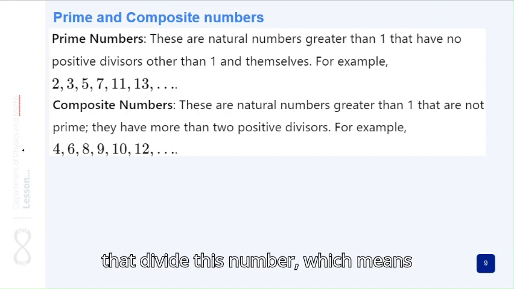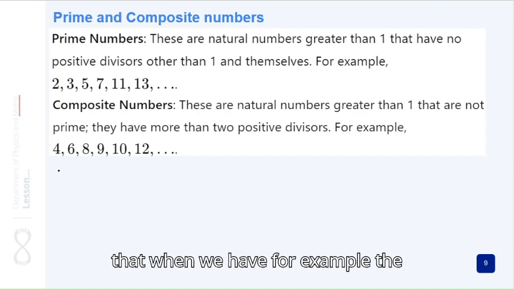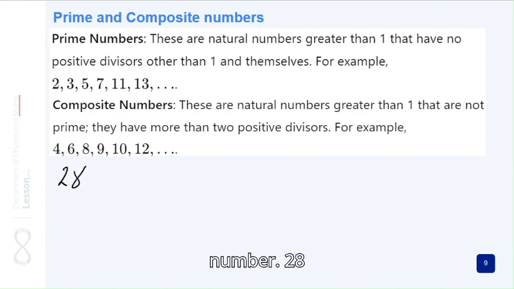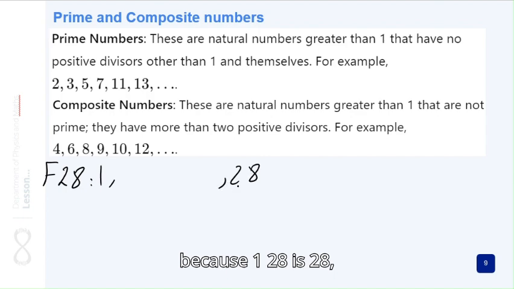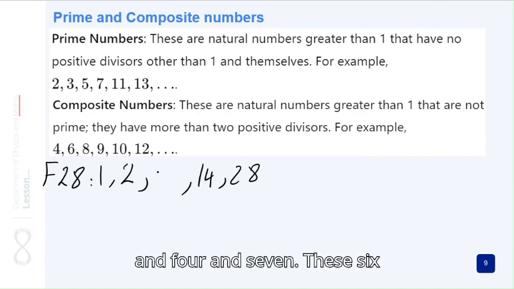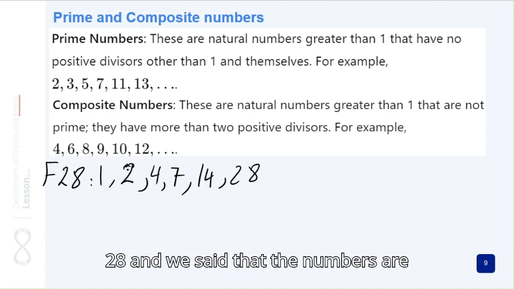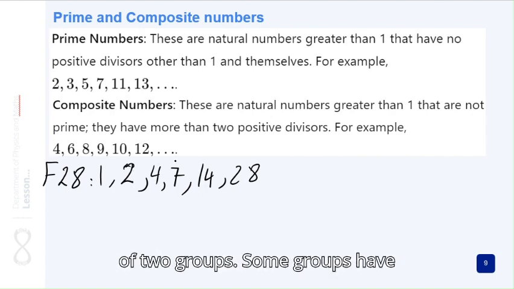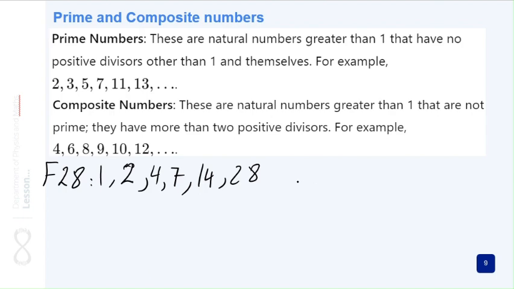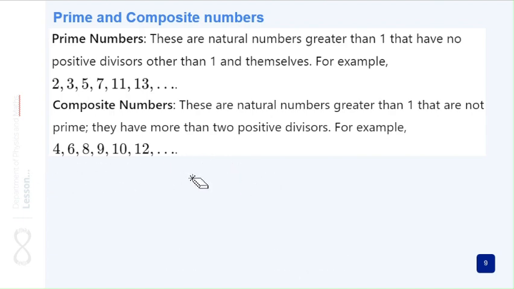In the previous section, we talked about factors of a number, and we said that factors of a number are all the numbers that divide this number, which means that when we have, for example, the number 28, it can be divided by 1 and 28, because 1 times 28 is 28, 2 and 14, and 4 and 7. These 6 numbers are called the factors of 28. And we said that the numbers are of 2 groups. Some groups have 1 divisor only, and other groups have 2.